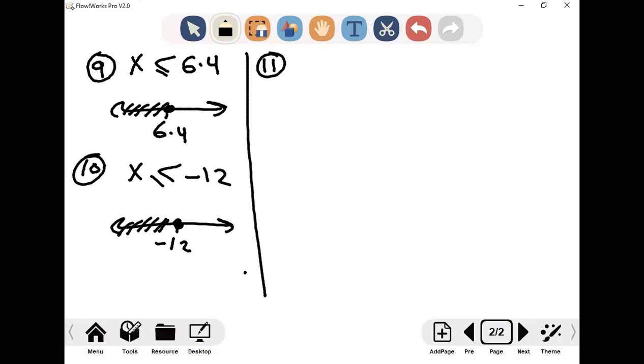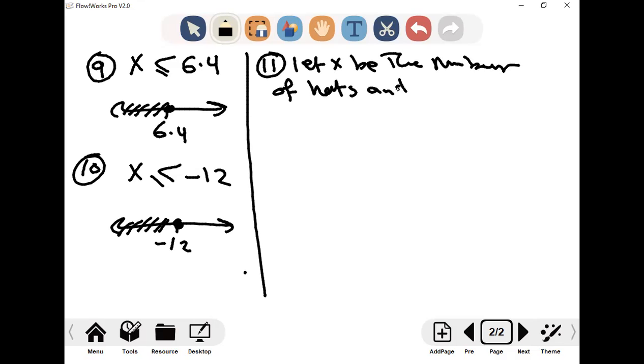So let x be the number of hats and gloves, right? Now, the table shows the price for each. The price of each glove is $3. The price of each hat, $5.